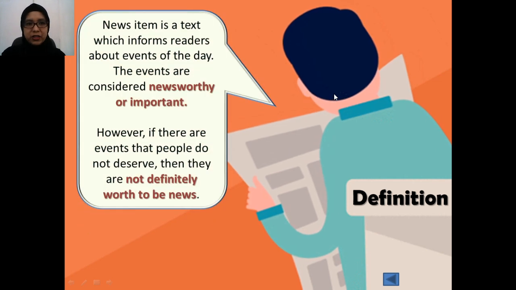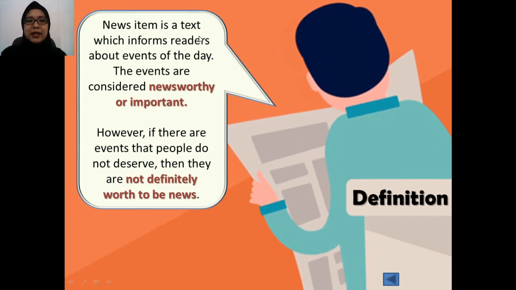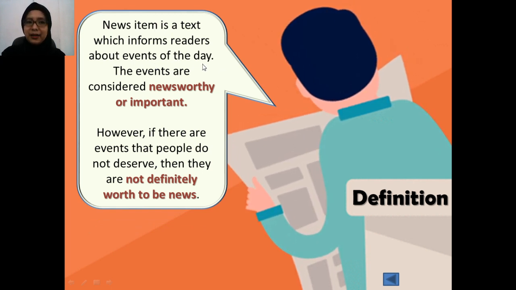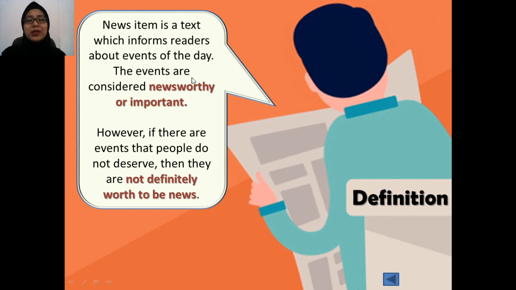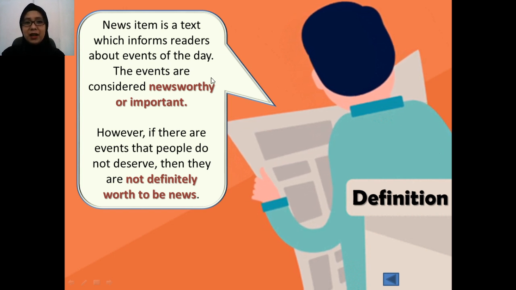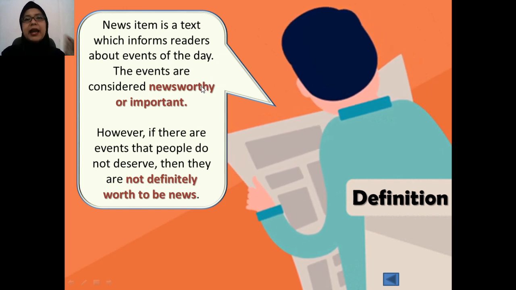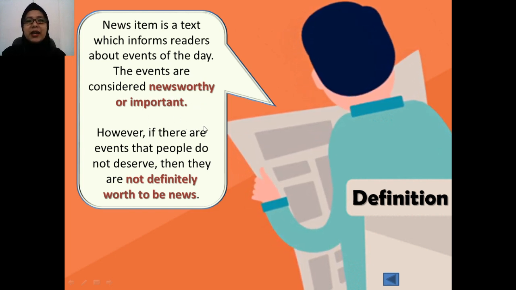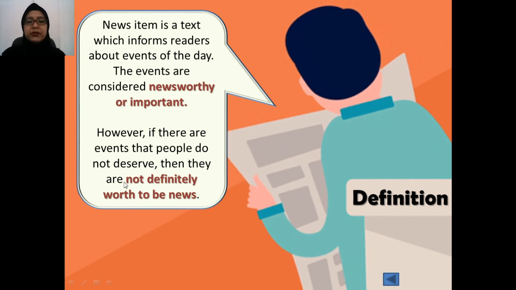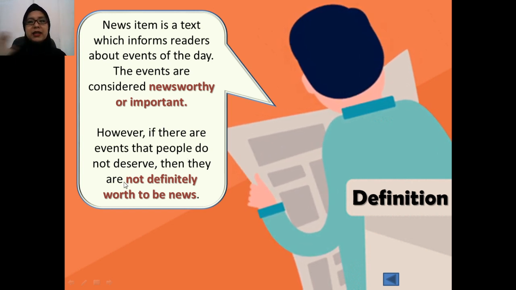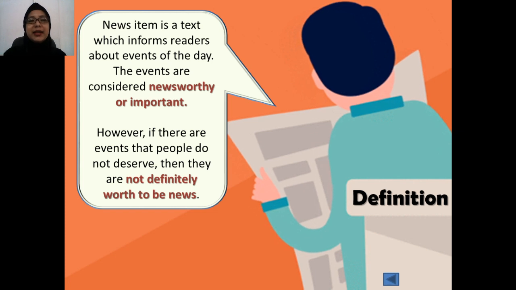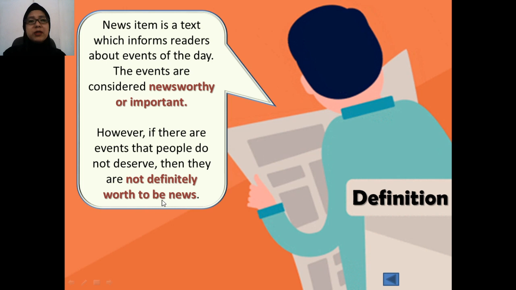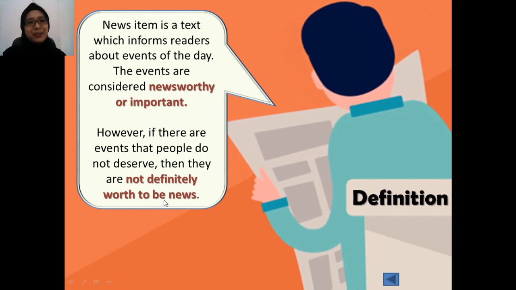Okay, here is the definition. News item adalah sebuah teks yang menginformasikan pembaca tentang kejadian di hari tersebut. Event itu, kejadian itu dianggap newsworthy, ya, layak diberitakan. Newsworthy itu artinya layak diberitakan atau penting. Nah, however, if there are events that people do not deserve, kalau sesuatu kejadian itu tidak layak untuk diketahui orang, then they are definitely not worth to be news. Maka tidak layak untuk menjadi berita.